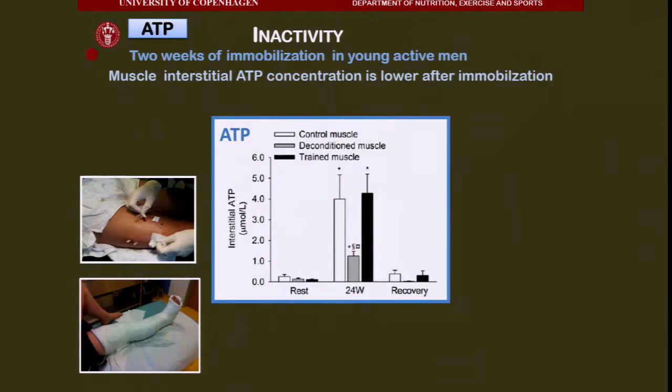What about production of ATP? Well, we do this again with the microdialysis technique. You're looking at interstitial ATP here. Again, control muscle, deconditioned and trained. And you see that the deconditioned muscle produces a lot less ATP during exercise, whereas there is actually no difference here with this trained leg at least.